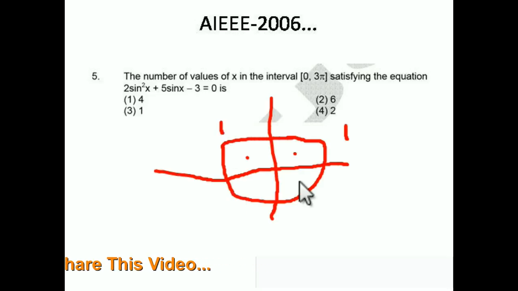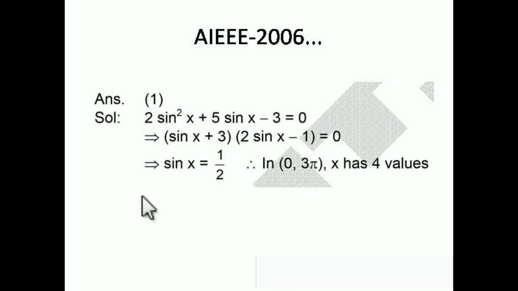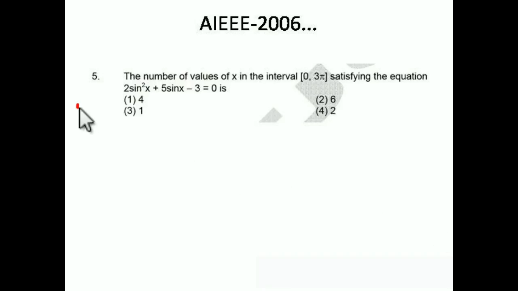For the third and fourth quadrant, sin x is negative. So here -1/2 comes, not 1/2. Now we come here, from 2 pi to 5 pi/2, sin x again comes. So here we have one more 1/2, and from 5 pi/2 to 3 pi we have one more 1/2. So we have 1, 2, 3, 4. We have 4 values of sin x = 1/2 in 0 to 3 pi. So answer option number 1 is the right option.